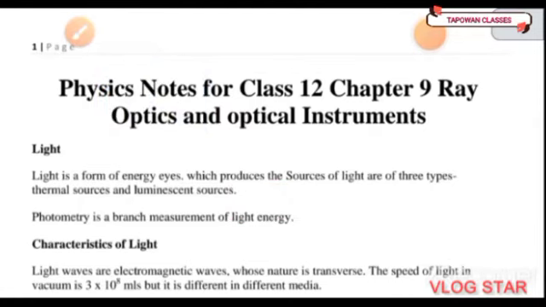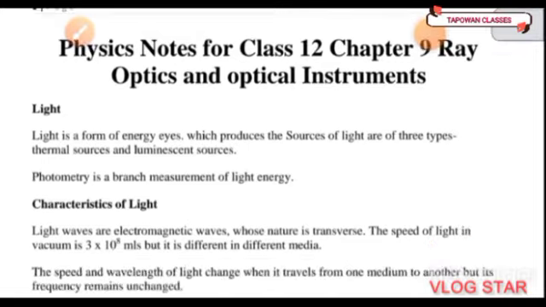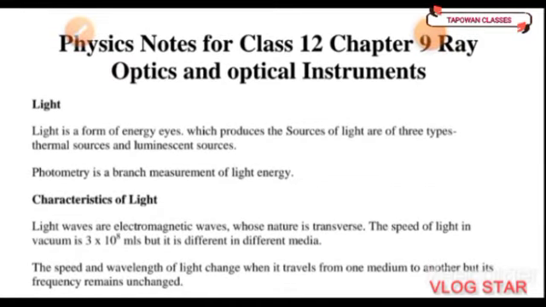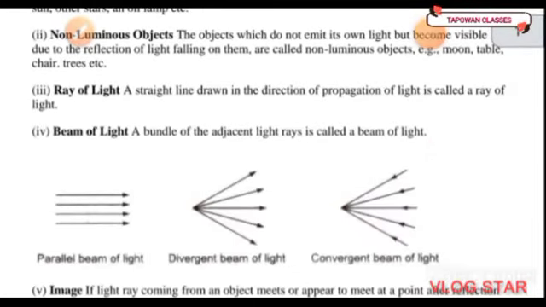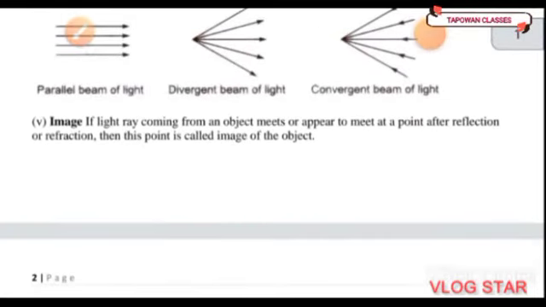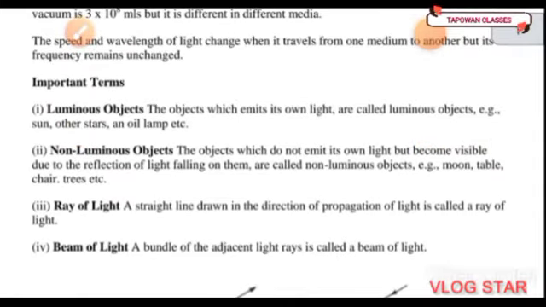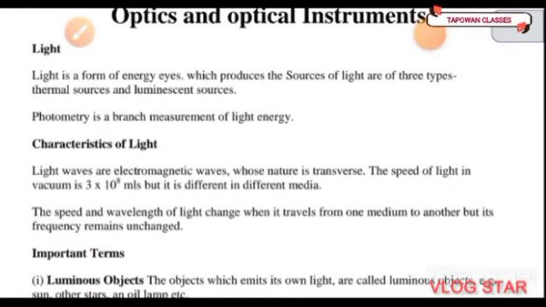Today we are going to discuss some important topics for class 12. This is physics for class 12: light. Light is part of optics. Today we will discuss what light is, what the characteristics of light are, and which important terms are useful to us and how to learn them. A very quick overview is given here, so we are going to cover it in a minute.